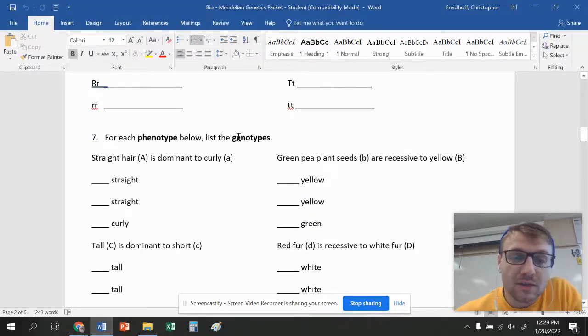So for each of the phenotypes, you have to tell me what the genotypes are. So for straight hair, you can be big A, because it says straight hair is dominant to curly hair. So straight hair could also be big A, little a, and then curly hair, the only type of genotype that produces curly hair is little a.